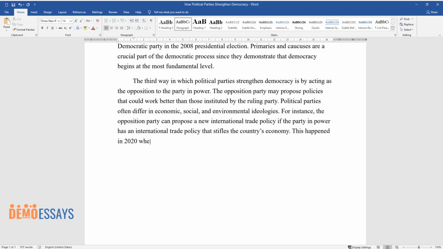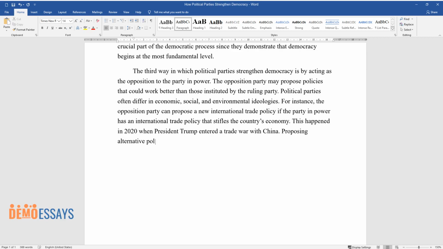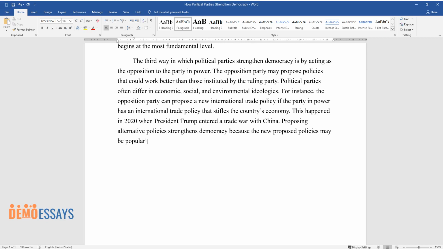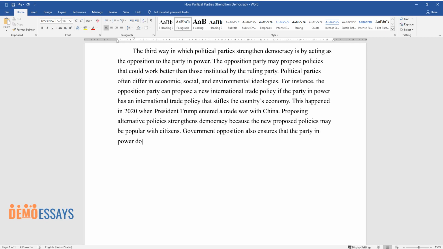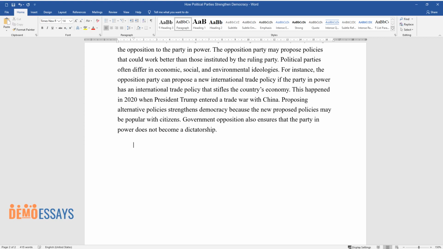This happened in 2020 when President Trump entered a trade war with China. Proposing alternative policies strengthens democracy because the new proposed policies may be popular with citizens. Government opposition also ensures that the party in power does not become a dictatorship.